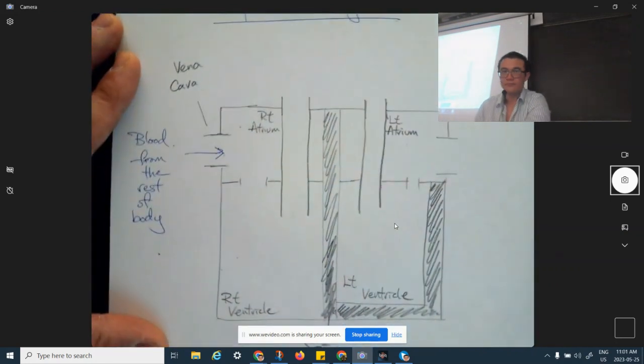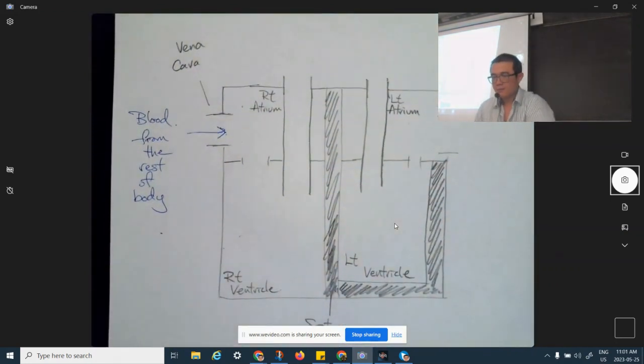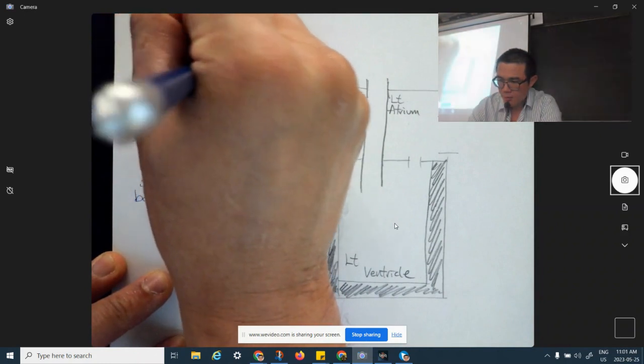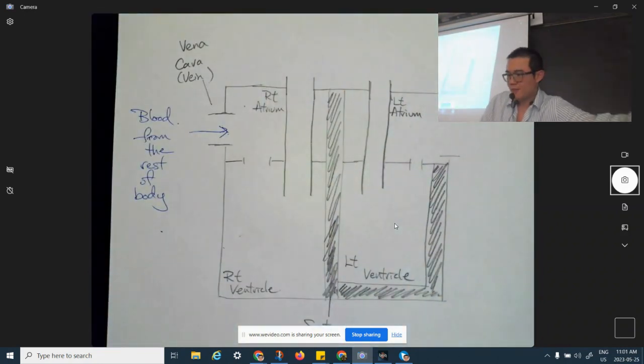So this blood lacks oxygen. Yes, less oxygen. Vena cava is a vein. Just double checking. Okay.